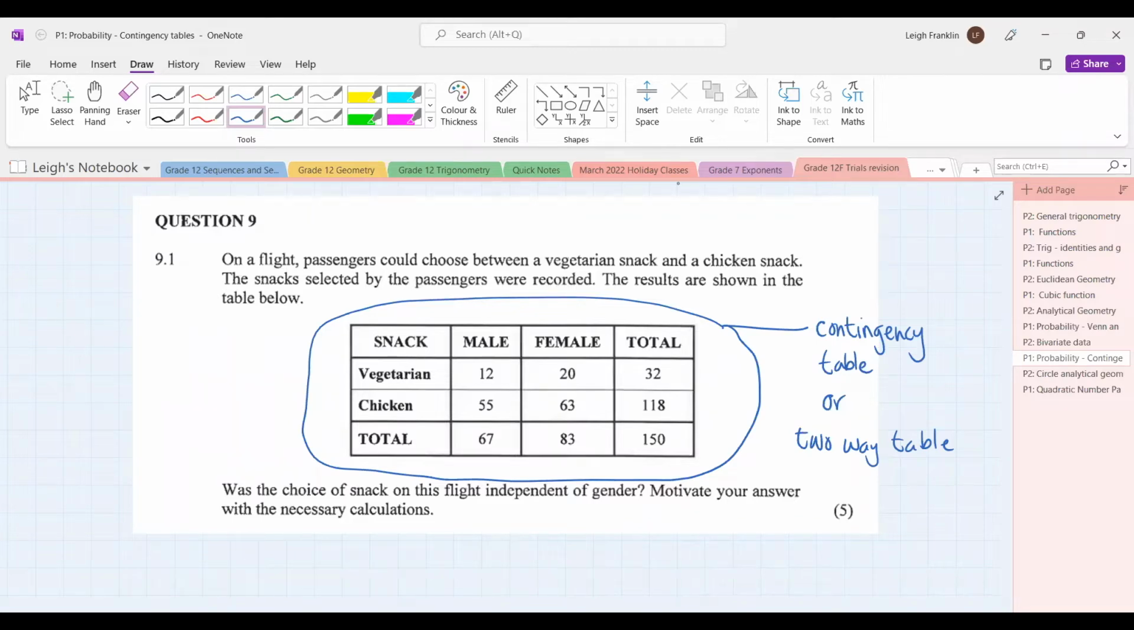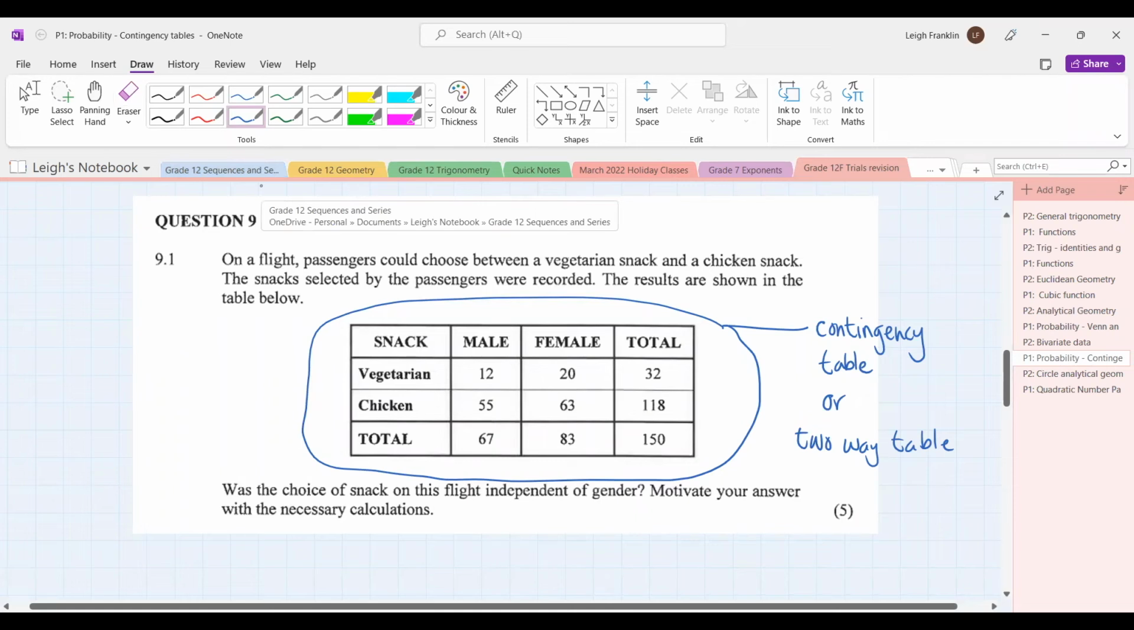Okay, so they've given us this table, and they've told us that as far as vegetarian are concerned, there are 32 people who chose the vegetarian snack as opposed to 118 people who chose a chicken one, right? Looking at it in terms of the columns, there are 67 males and there are 83 females. So it has to total both in terms of going across the rows and coming down the columns as well. Okay, what they can also do, and I've got an example of this later on to show you, is that they can leave some of these values out, and then you have to go and work backwards by subtraction to work out what was supposed to be in this particular cell.